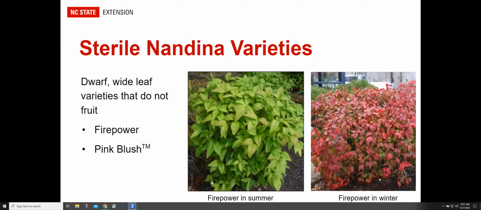So if you're looking for something else to plant instead of the heavenly bamboo, the more old-fashioned type of Nandina, there are newer varieties that are sterile. Extremely reliably sterile are these very dwarf, wider leaf varieties. So you don't quite get the same texture. These wide leaf varieties, such as Firepower, which we see pictured here. There's another one named Pink Blush, which is similar. And there's a few others out there. I think there's one named Woods Dwarf. But they all have this look where the leaflets are much wider than the old-fashioned one.